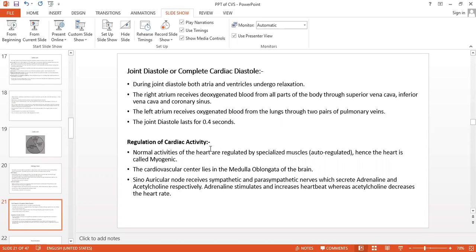Now see here the regulation of the cardiac activity. How does it take place? The nerves, the main center. Who is the main center? How does the control of the body take place? In the brain, all over control. Hand in hand, it is controlled by the endocrine glands. No doubt, but the main controlling center is present in the brain. So that's why the cardiovascular center lies in the medulla oblongata of the brain. This CVS center also lies in the brain, in the medulla oblongata.